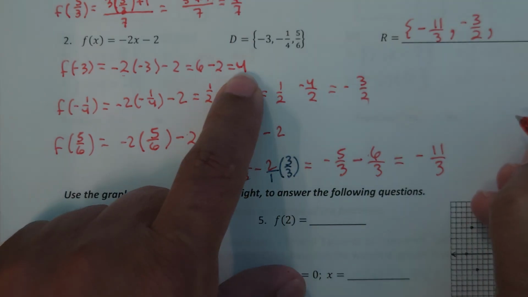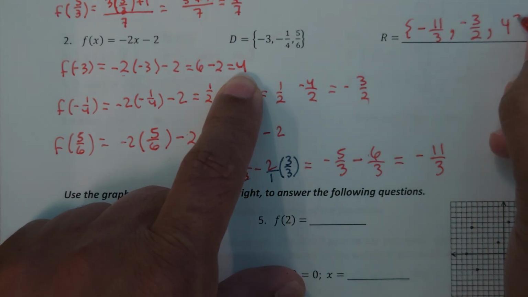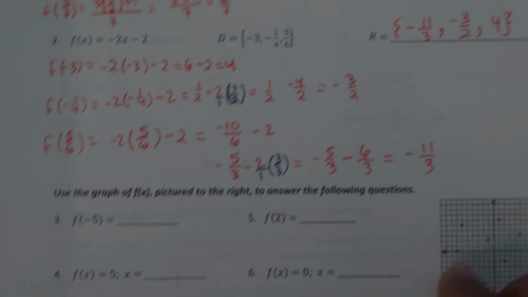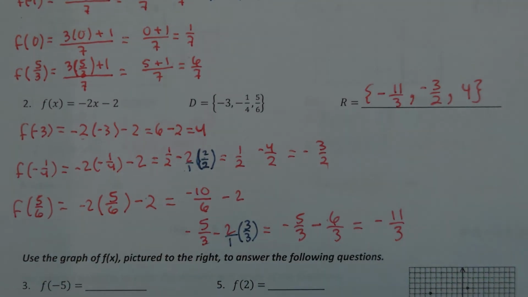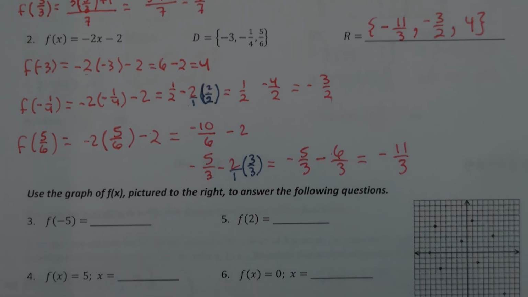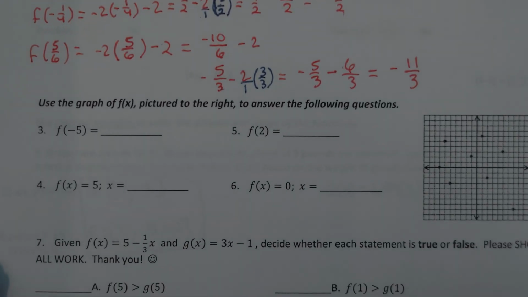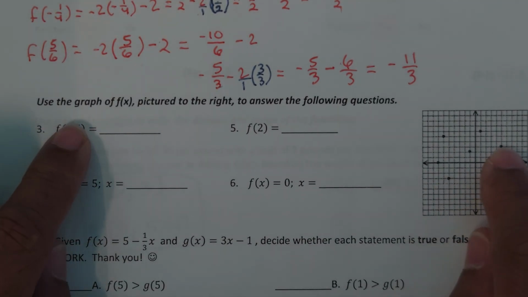And the last one is positive 4. Okay, so there you have the range for this given domain. Right, so I'm going to go on to the next few examples. And on the next few examples, we're going to use the given graph.